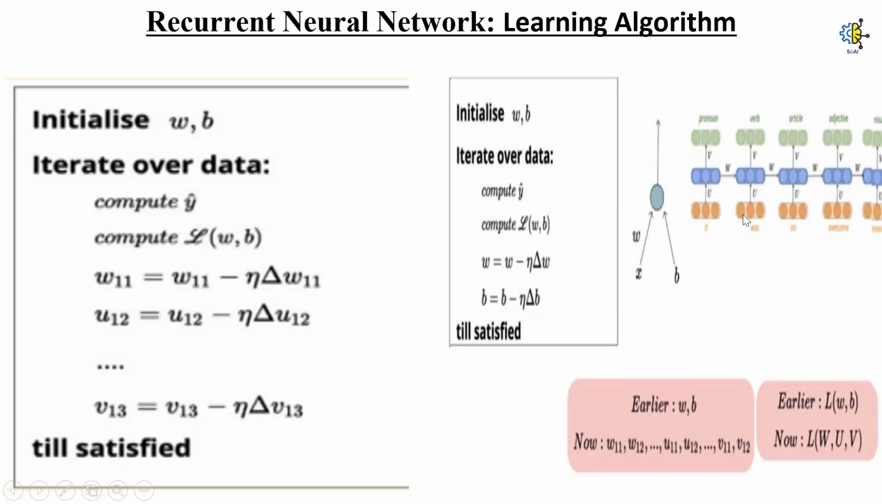Recurrent neural network learning algorithm. Initialize W and B, iterate over data, compute y cap, compute L of W comma B. W11 is equal to W11 minus eta multiplied with del of W11. Similarly, U1t is equal to U1t minus eta multiplied with del of U1t, and so on to V13, which is equal to V13 minus eta multiplied with del of V13, till satisfied.